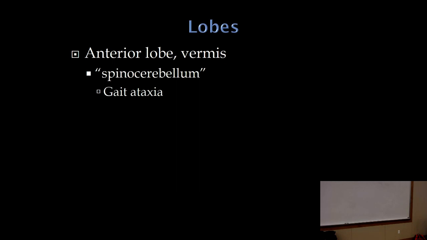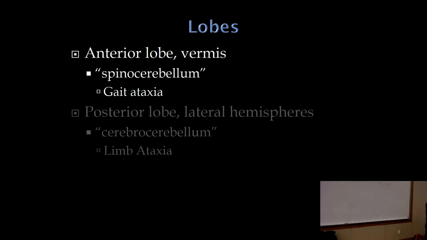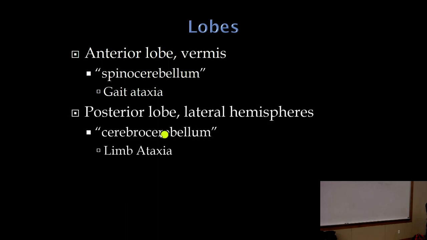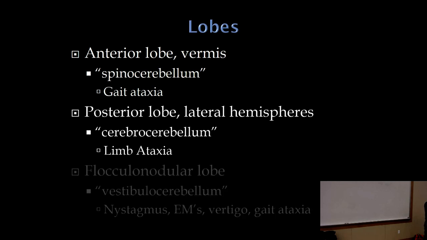And so the rule of thumb with the cerebellum is the more midline the lesion is, the more midline the deficits are going to be. So if you have a problem with the anterior lobe and the vermis, it tends to be a midline truncal ataxia, and the patient has a wide-based, unsteady gait called a gait ataxia. The posterior lobes make up most of the lateral hemispheres, and this is sometimes called the cerebrocerebellum because a lot of the posterior lobes communicate with the motor cortex. Because these tend to be more lateral, if you have a lesion of the posterior lobe, the more lateral it is, the more lateral the ataxia is going to be. So clumsiness with the hand would be more a feature of a posterior lobe lesion.